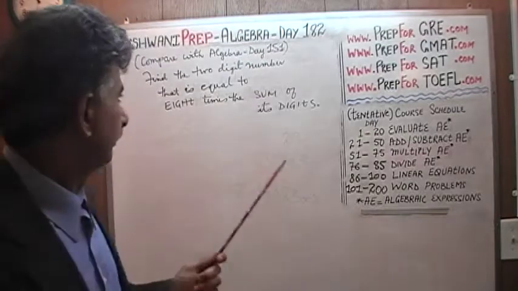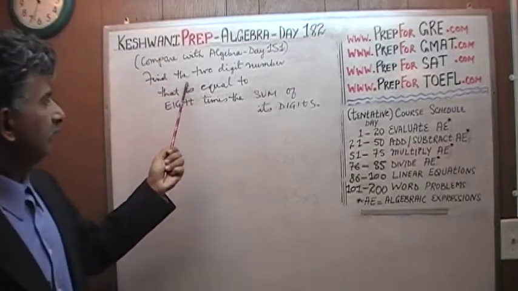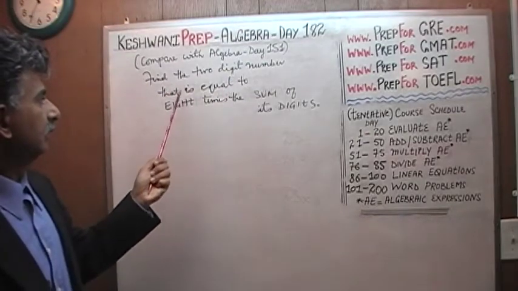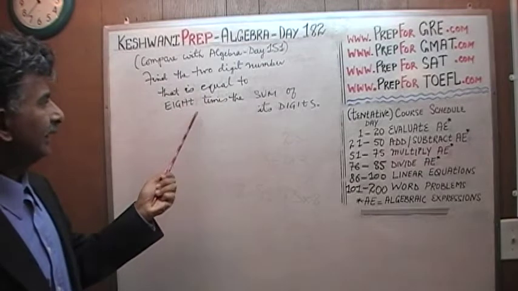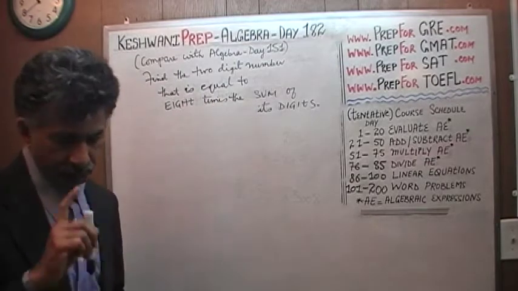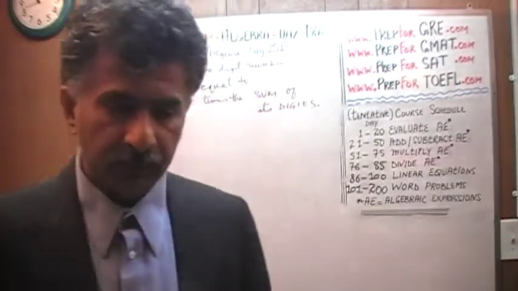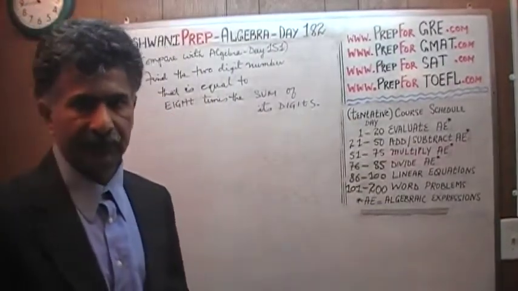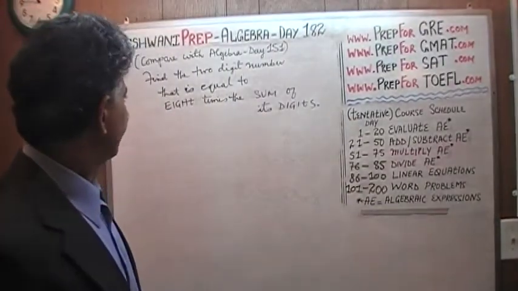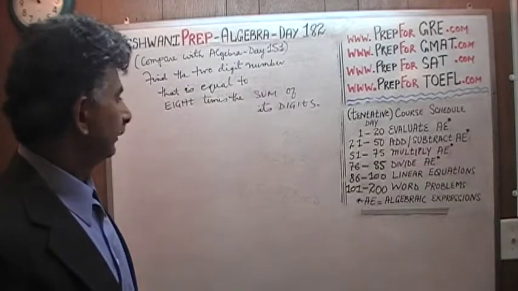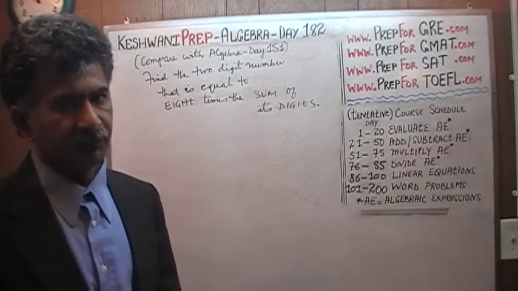I'm going to read it to you. It says, find the two-digit number that is equal to 8 times the sum of its digits. So we have to locate a number so that 8 times the sum of the digits equals the number itself.